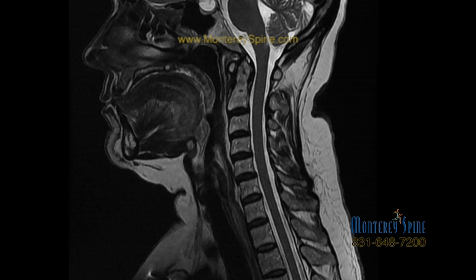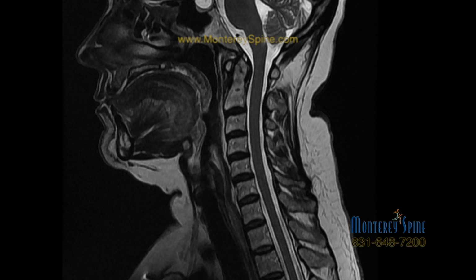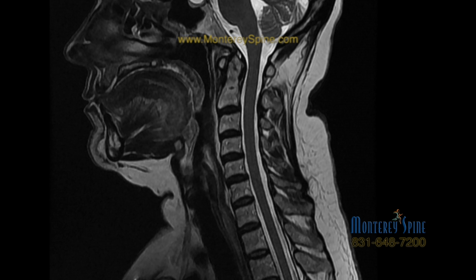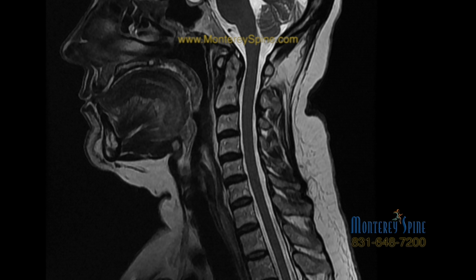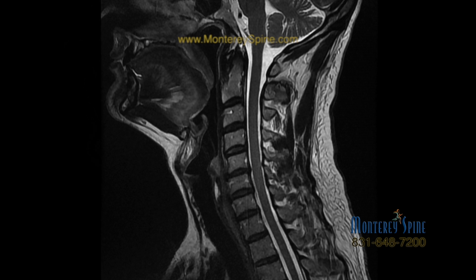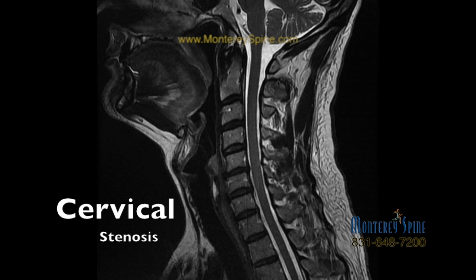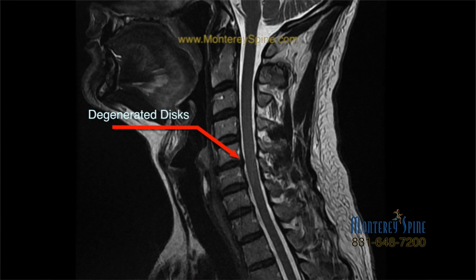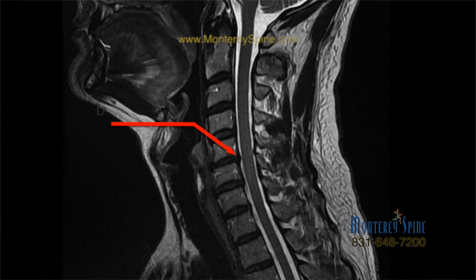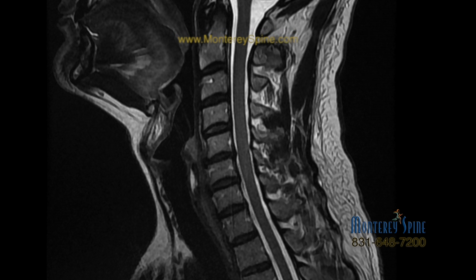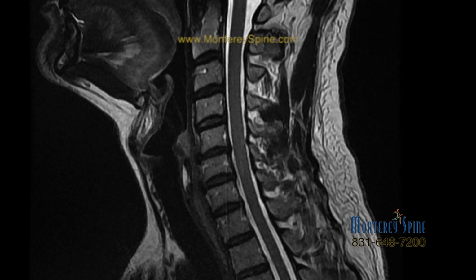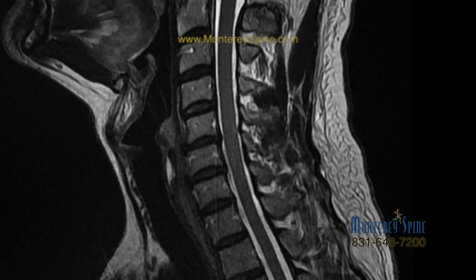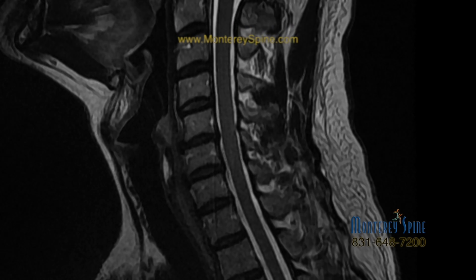The space contains a fluid called cerebrospinal fluid that bathes the spinal cord. The cord, so to speak, floats in this fluid, and on the MRI scan, the cord has a normal, consistent, dark appearance. This is an MRI scan of a patient with cervical stenosis. In this image, the discs are degenerated and bulging in towards the spinal canal, and the canal is narrowed by the arthritic process that occurs naturally with age. This patient has cervical stenosis, and while there is narrowing of the spinal canal, there are no signs of significant compression of the spinal cord.